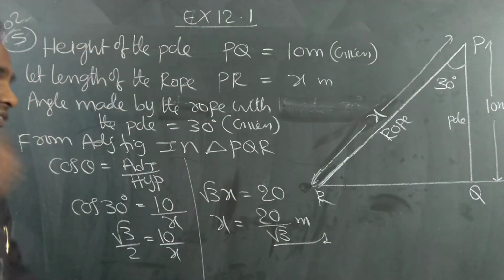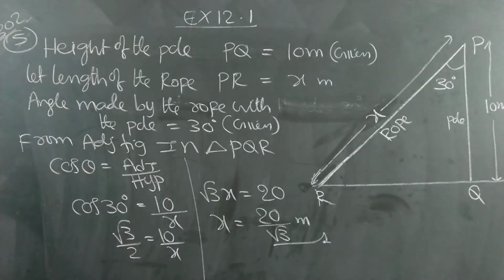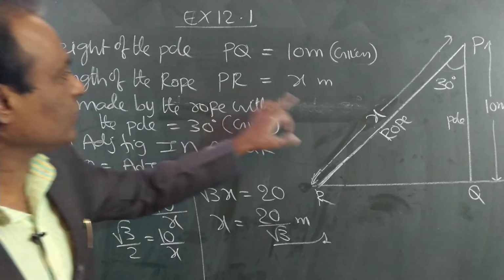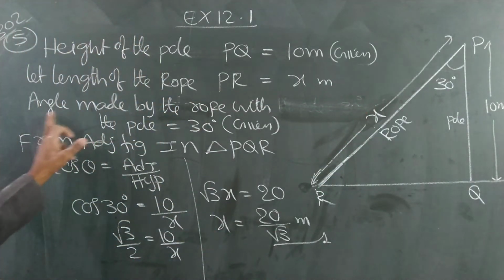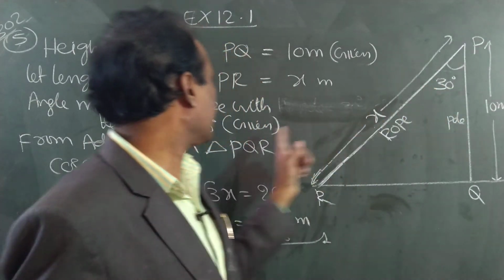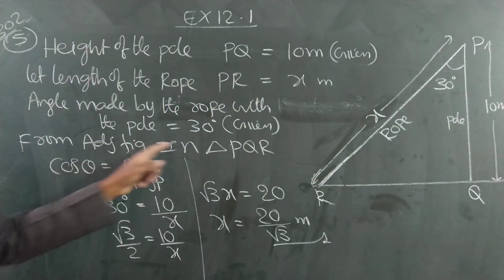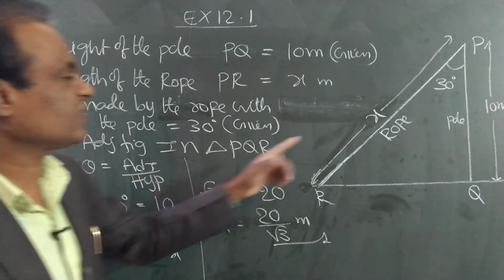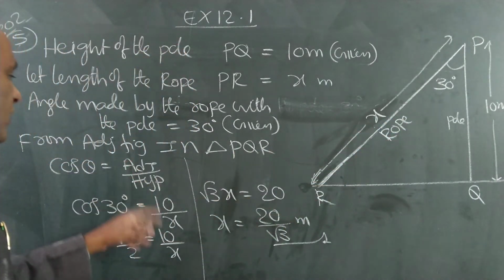Students, after writing this, there is some extension. You first write this. Height of the pole is equal to 10 meters. Length of the rope is equal to x. The angle made by the rope with the pole is 30 degrees. From the adjacent figure, in triangle PQR, cos theta is equal to adjacent by hypotenuse.